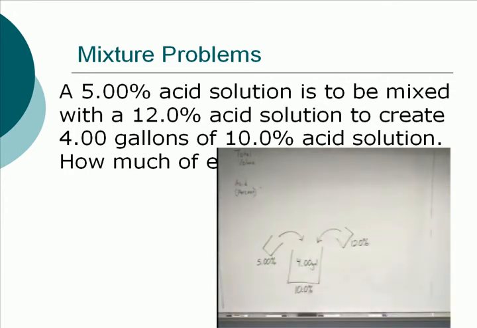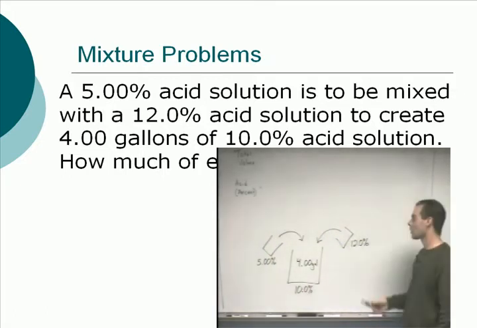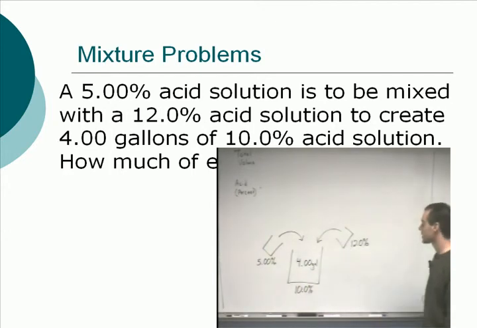Does this problem look kind of familiar? It's pretty much exactly the same as the last problem, except instead of dollars, it's liquid, and instead of interest, it's acid. Other than that, it's the exact same thing. Instead of taking some percentage of our money, we're taking some percentage of the total. Instead of creating interest, we're measuring the amount of acid.